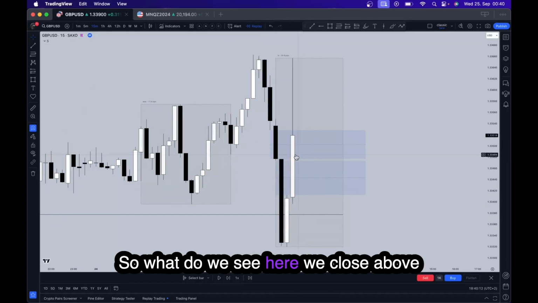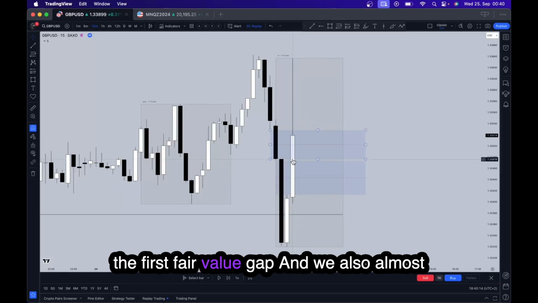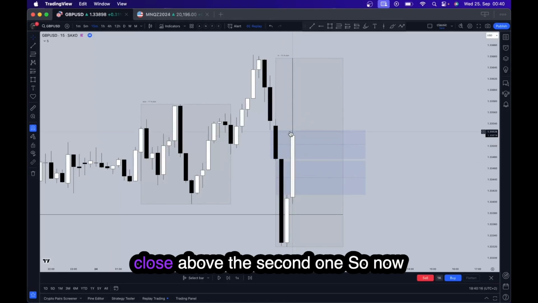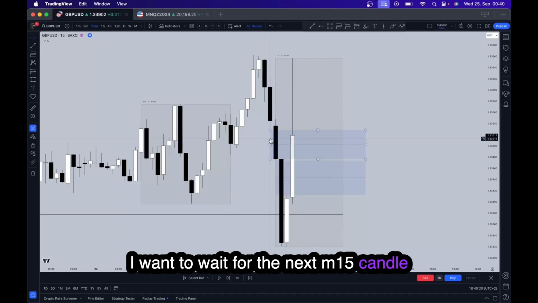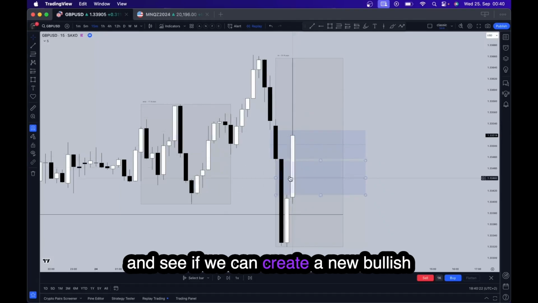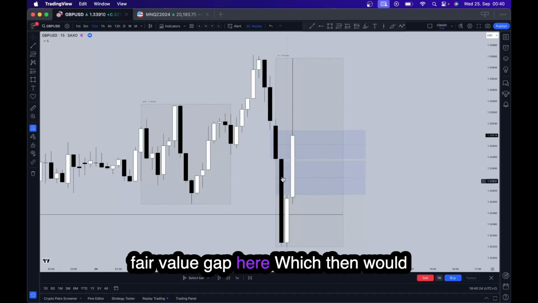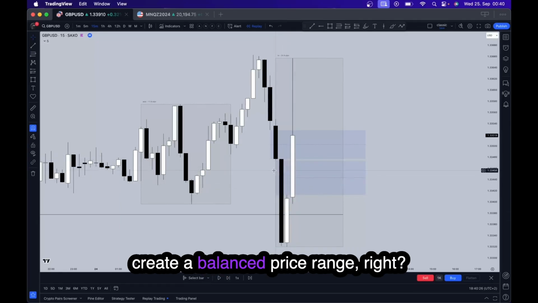So what do we see here? We close above the first value gap, and we also almost close above the second one. So now I want to wait for the next M15 candle and see if we can create a new bullish value gap here, which then will create a balanced price range, right?